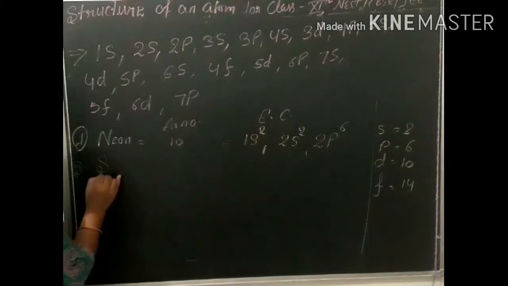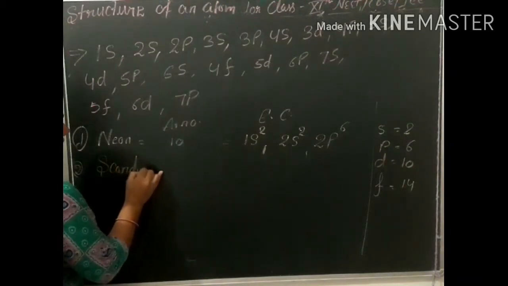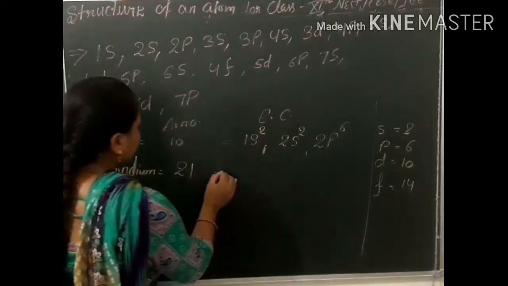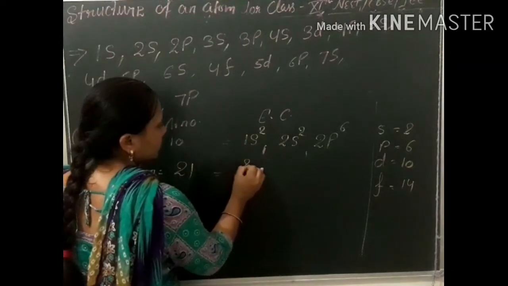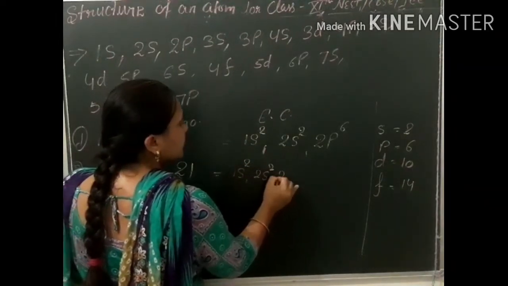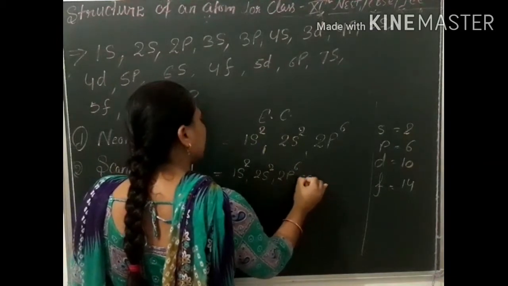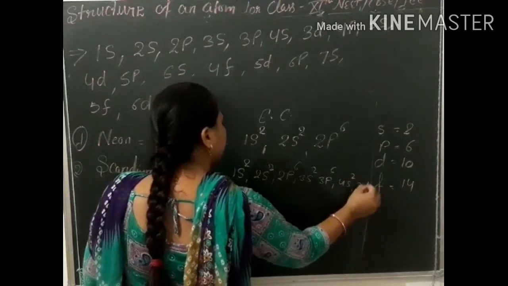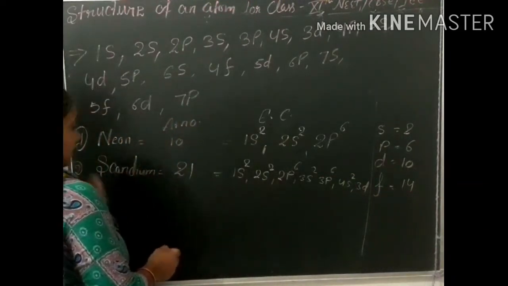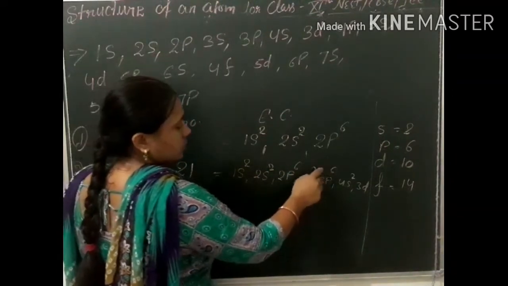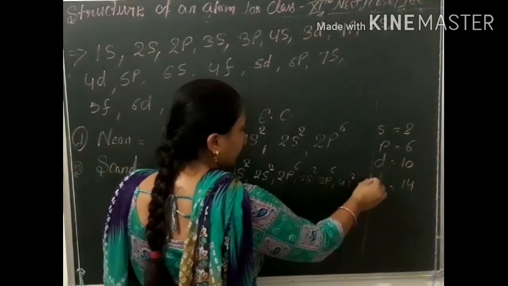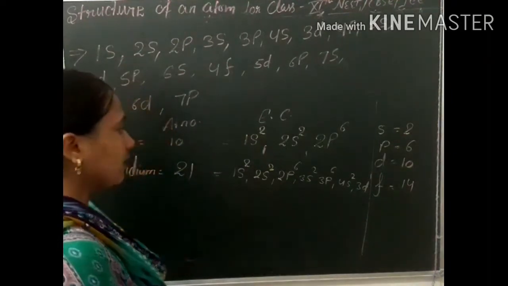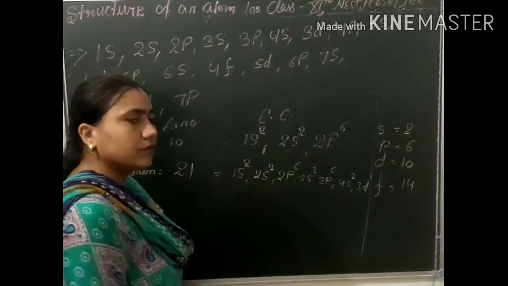Now that is scandium. The atomic number of scandium is 21. So from here write 1s2, 2s2, 2p6, 3s2, 3p6, 4s2 and 3d. See here, 2 and 6 is 8, 2 and 6 is 8, 8 and 10 is 18, ... so the total is 21. Now from here the d subshell has only one electron. Now this is the electronic configuration of scandium.